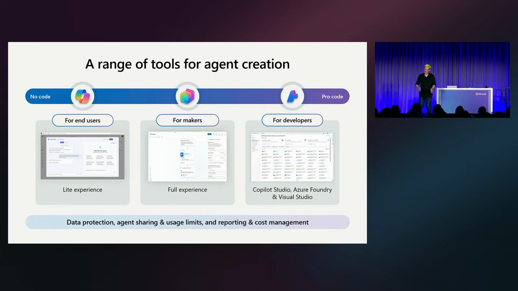So there's this spectrum of agents that we can build. On one side, we've got the light experience, that very, very quick way of building agents. Then we've got this second pillar for makers, where you're using the full experience to add more advanced features. And then, if you want to, you can go and use Pro Code and extend it using Foundry or even Visual Studio.